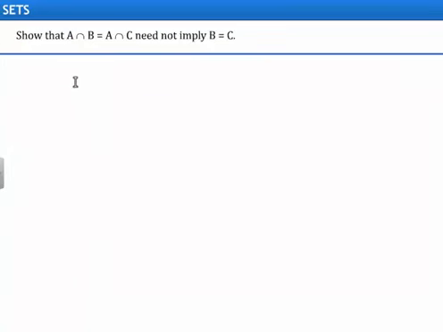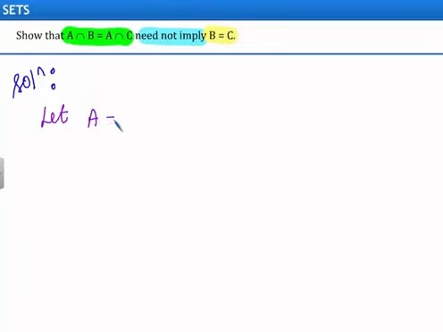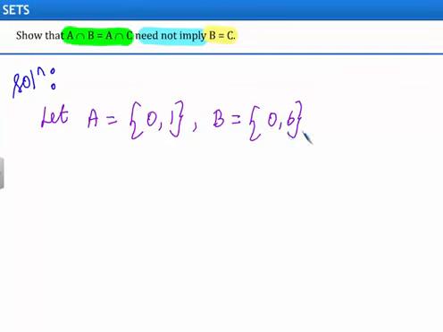In this problem, we need to show that A intersection B is equal to A intersection C need not imply B equal to C. Let us begin with the solution. Let us assume that set A is equal to {0, 1}, set B is equal to {0, 6}, and set C is equal to {0, 6, 7}.